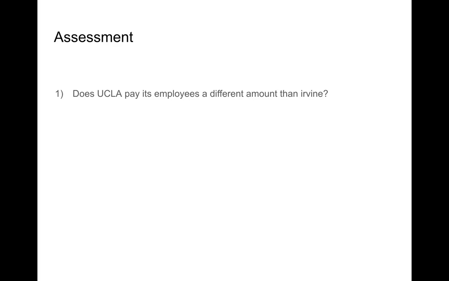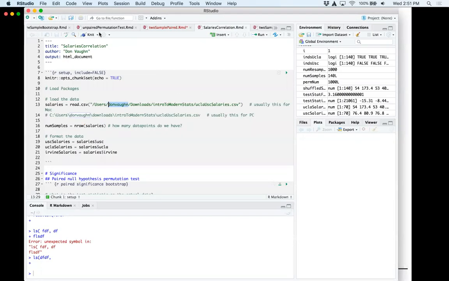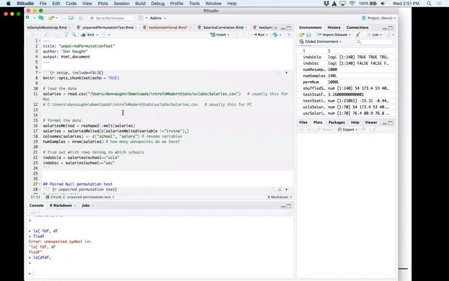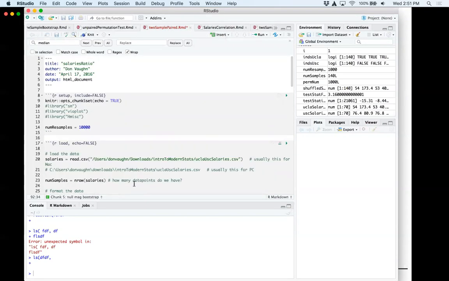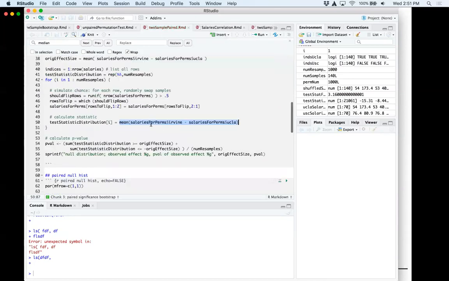Yes, so the original data, maybe I didn't do a good job pointing that out. So the original data, let's just go through it. Let's say it's the unpaired permutation test. If you read in the original data, there is Irvine. It's a third school. So let's pull up the two samples. Let's just go through it. I think I wanted you to just struggle with it a little bit.